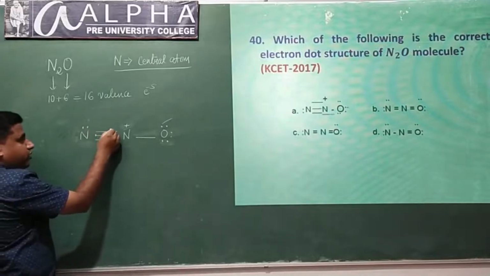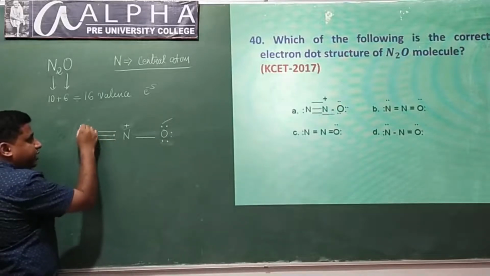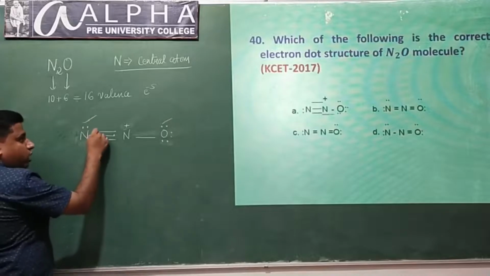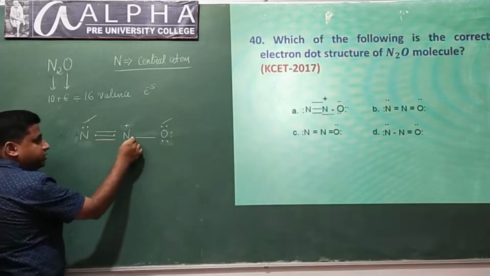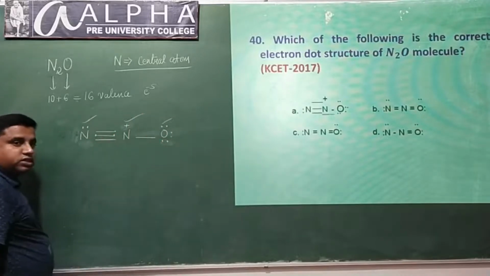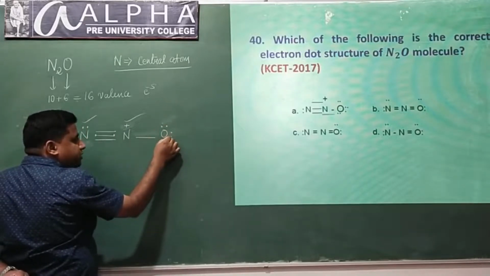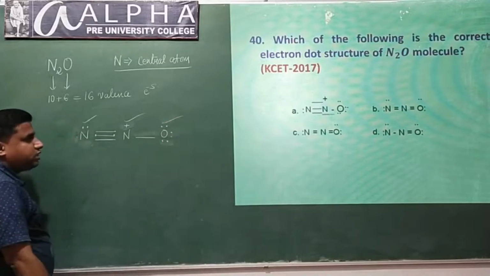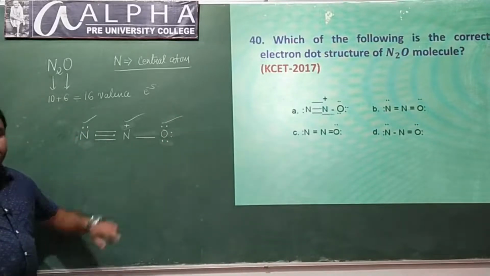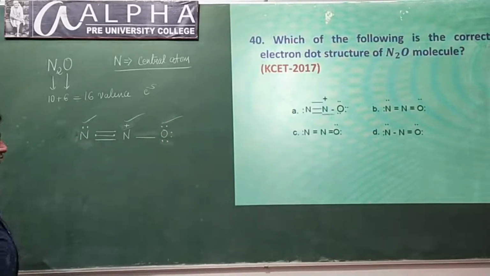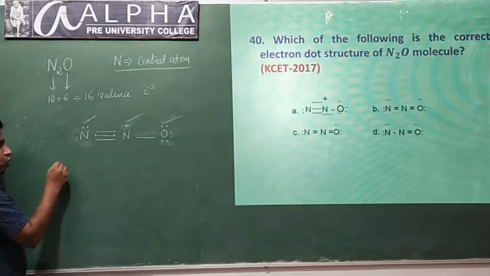1, 2, 3, 4, 5, 6, 7, 8. Octet structure is complete. 1, 2, 3, 4, 5, 6, 7, 8. Here also octet structure is complete. Next, for this, 1, 2, 3, 4, 5, 6, 7, 8. Octet structure is complete. So for all of them, the octet structure is complete. Now check the formal charge on all these atoms.